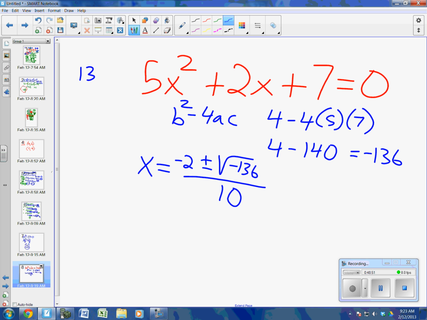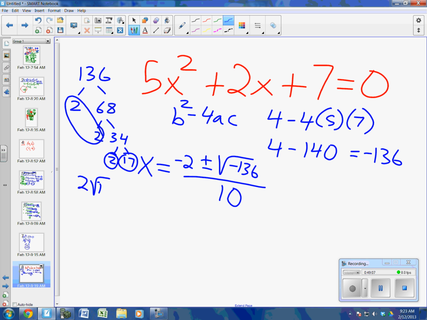I know that 136 can break down into 2 times 68. Is that right? And that can break down to 2 times 34. And I know that breaks down to 2 times 17. I have a pair of 2s. I don't have a pair for that 2. I don't have a pair for that 17. So those are loners. So it's going to be 2 square root of 34. 2 times 17 is 34, right? Well, that's just for 136. Now we'll add the i here.